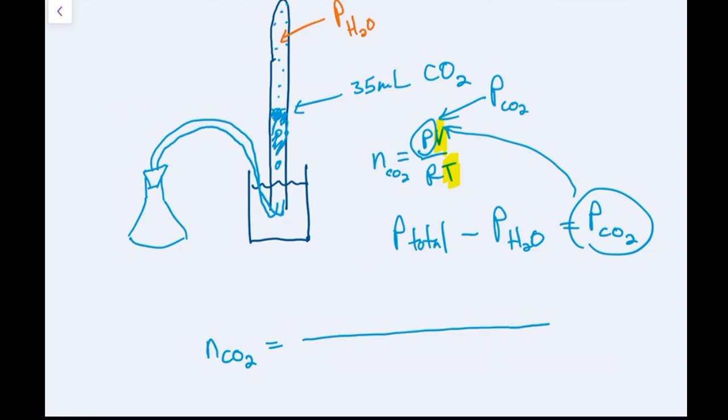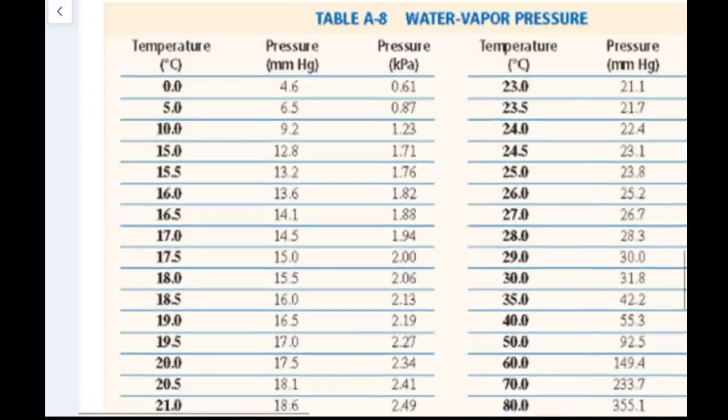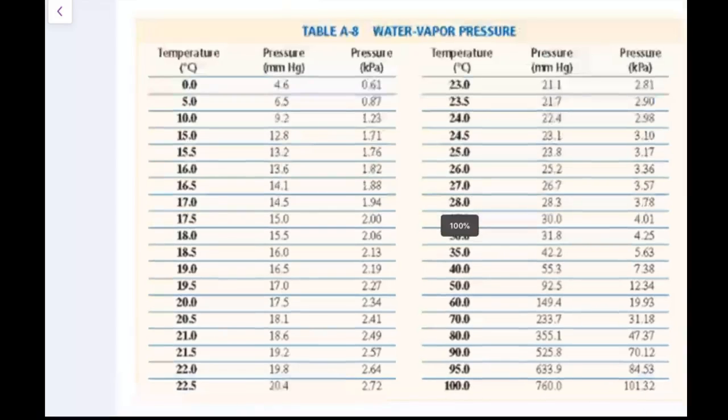gas by water displacement. So let's say my total pressure, you read it from the computer, let's say it was 100.6 kPa. Okay? Well, that's the total pressure. That's this. What I want to solve for the number of moles of CO2 is I want the pressure just due to the CO2. So I have to subtract the pressure that is due to water vapor. Well, how do I know how much of this is water vapor? I actually have to consult a chart. And you don't have that chart yet, and I'll give you one in class. But it looks like this. Water vapor pressure.